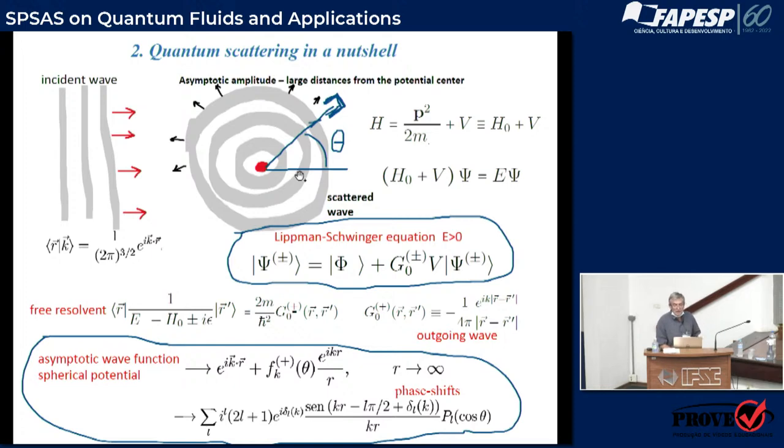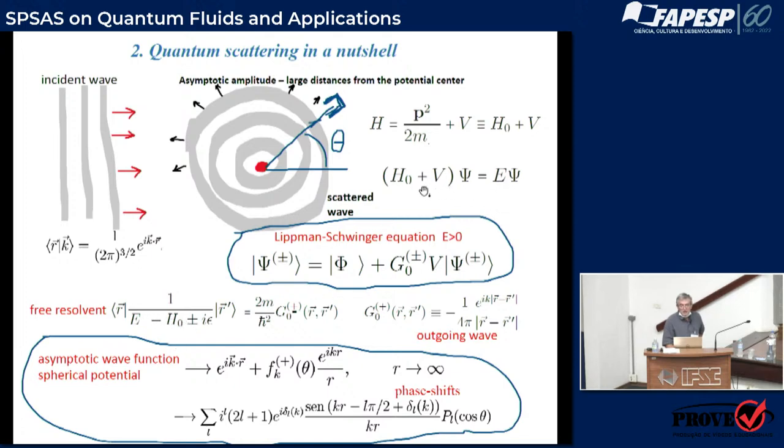I will need that. Okay, so we have the Hamiltonian of this problem. We have the potential. I'm thinking of a one-body problem or a two-body problem in the relative coordinates. And then we have to formulate this scattering problem, which is a solution for positive energy of the Schrödinger equation, an eigenvalue of the Schrödinger equation. So how do I solve it? I take the Hamiltonian to this side, and then I have to invert the operator E minus H naught.